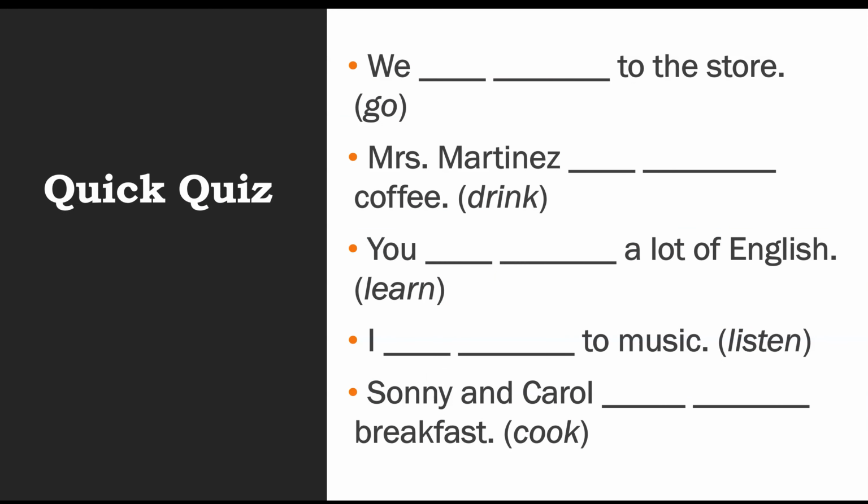Alright, here's our quiz. We do have a practice today, and we see a verb at the end, and you have to put the two verbs. Remember, present continuous are two verbs. So I'll read them really quickly to you. Make sure you write them down, and then I'll give you the answers in 5 seconds. So we blank blank to the store. Mrs. Martinez blank blank coffee. You blank blank a lot of English. I blank blank to music. Sunny and Carol blank blank breakfast. Okay, so I'll give you 5 seconds to write the answers.